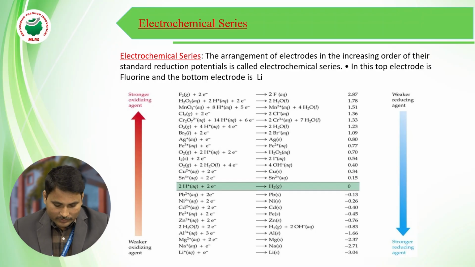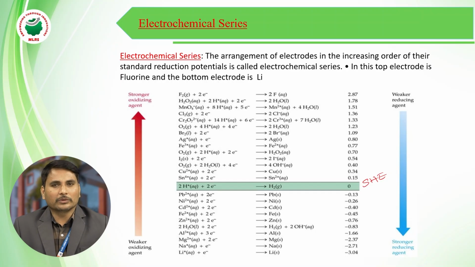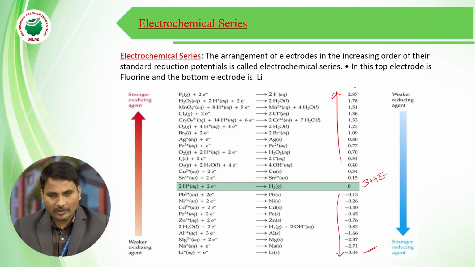Here SHE is the standard hydrogen electrode that we took. The standard hydrogen electrode potential value is 0. Based on the standard electrode potential, some of the electrodes are arranged above in the series and some of the electrodes or metals are arranged below. In this, the top electrode is fluorine and the bottom electrode is lithium. These all have negative potential and these all have positive potential.